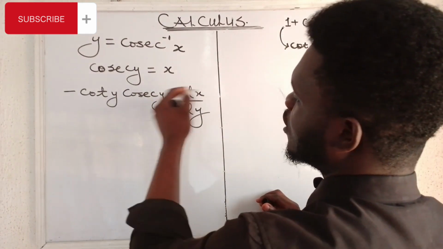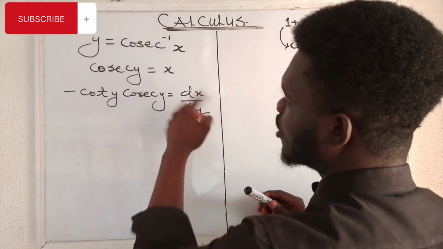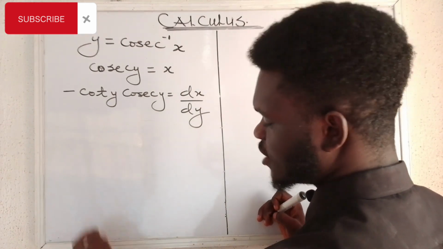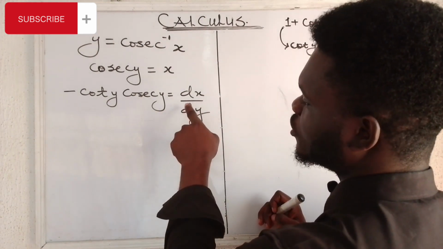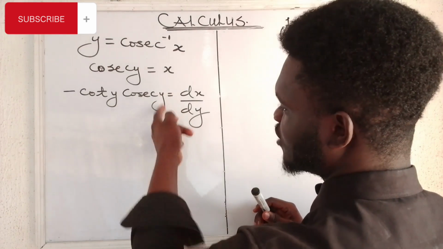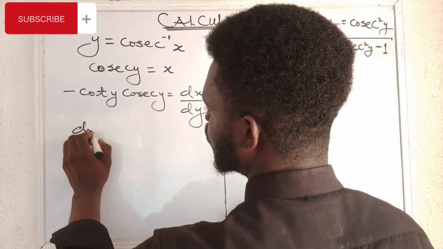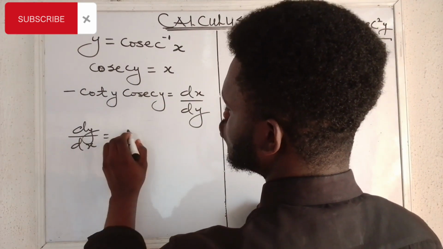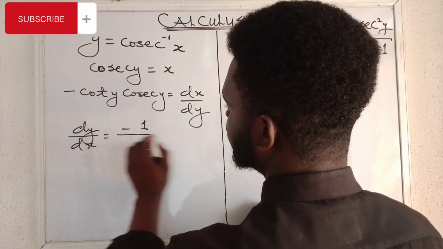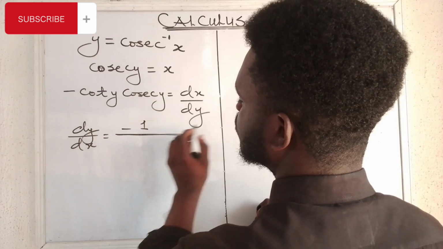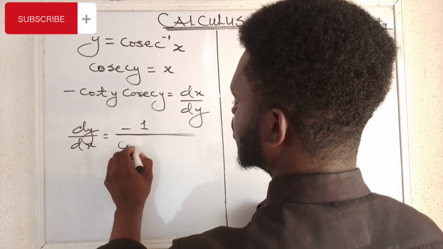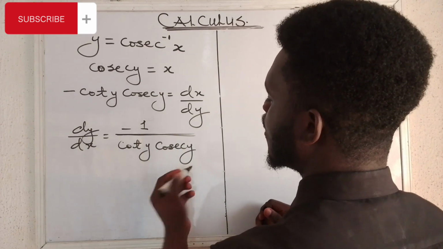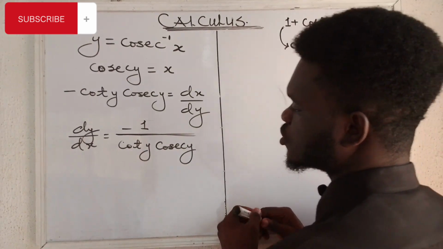Now this is in the form of an inverse of what we're actually looking for, because in calculus we are looking for the gradient, and gradient is changing y with respect to changing x. So we have to return this to the gradient fashion. You switch this over and you're going to get dy over dx. Since you've done that, everything here will also be switched over and you're going to get 1 all divided by cotangent y and cosecant y.